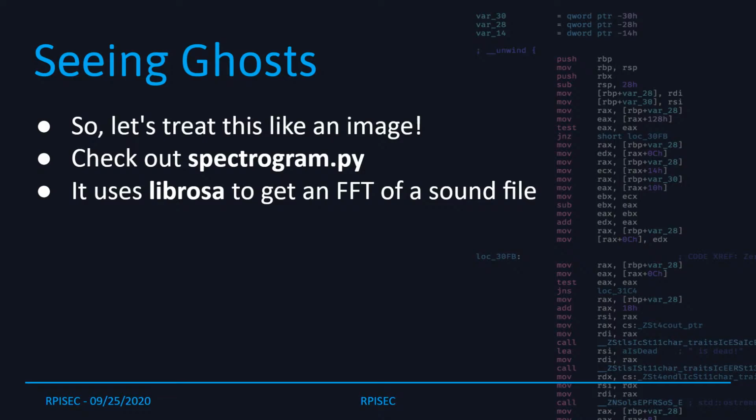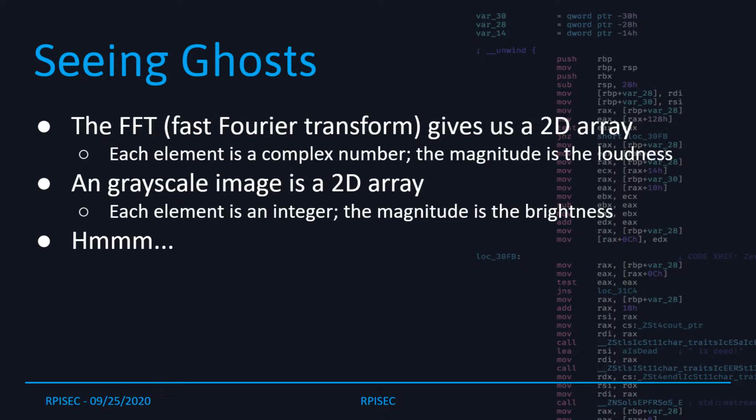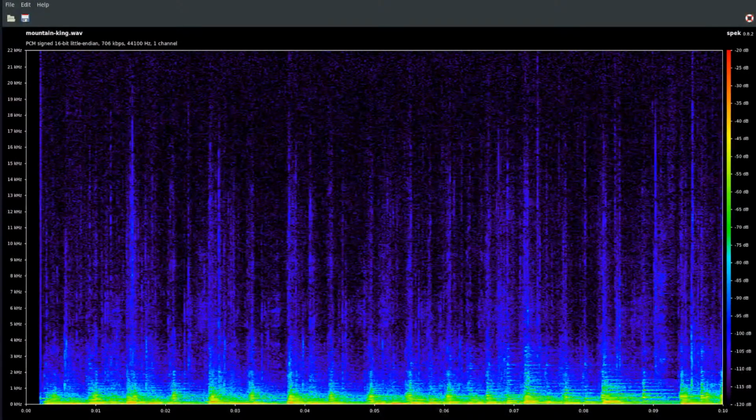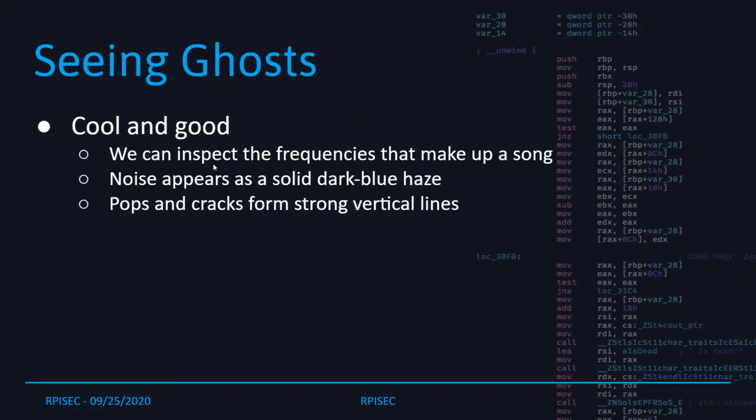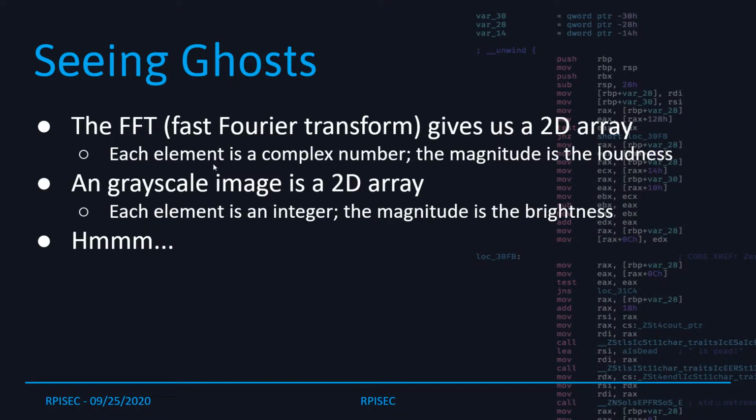But we don't want to do that lame, normal stuff. We're going to treat it like an image. So there's a third script in here, spectrogram.py, which will let us smash together some audio with some images. And if you think about it, the Fourier transform gave us this two-dimensional thing. At every intersection of time and frequency, we have a little spot, and we can change that. And of course, an image looks a lot like an image, because it is one.